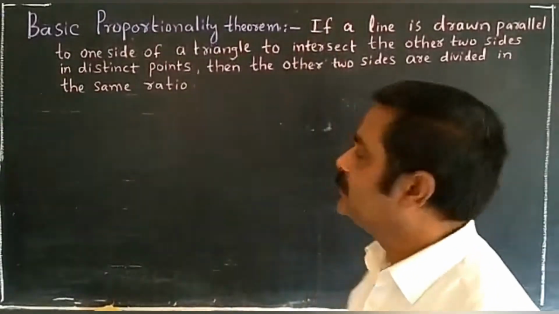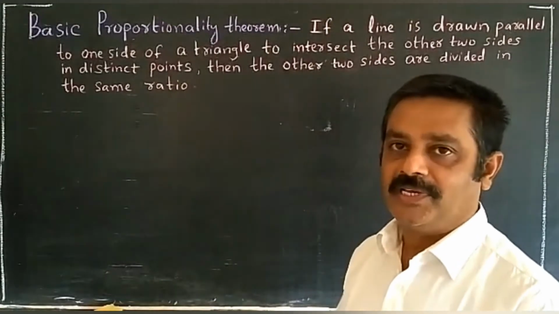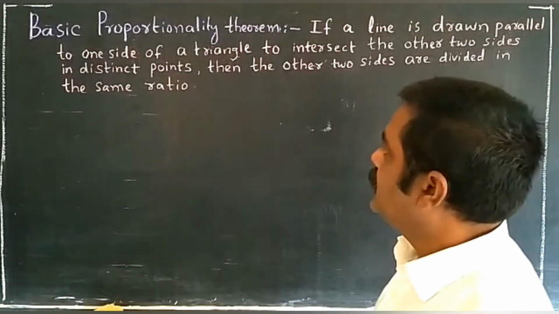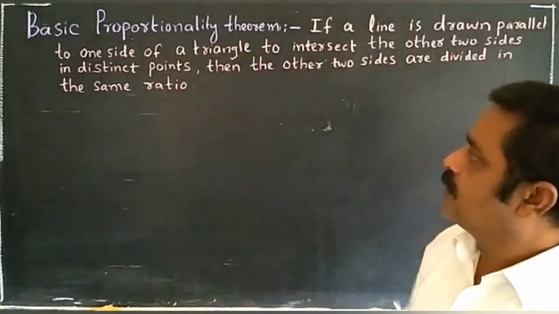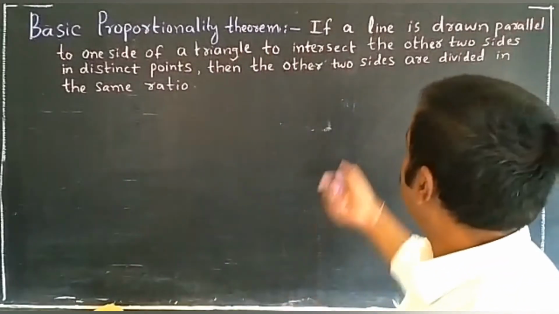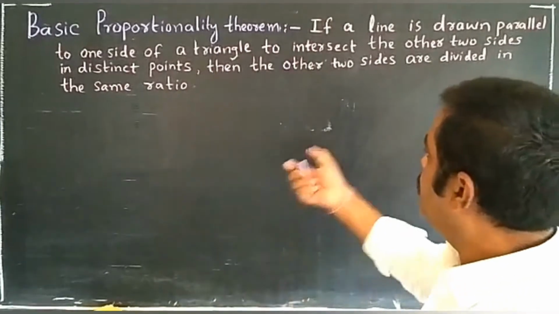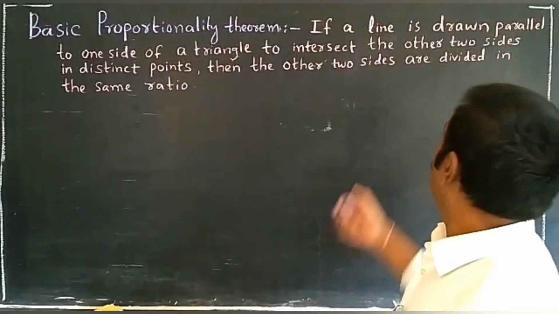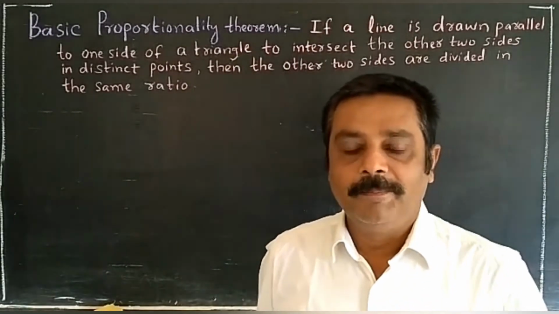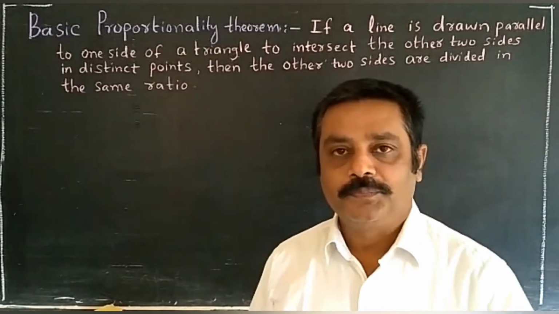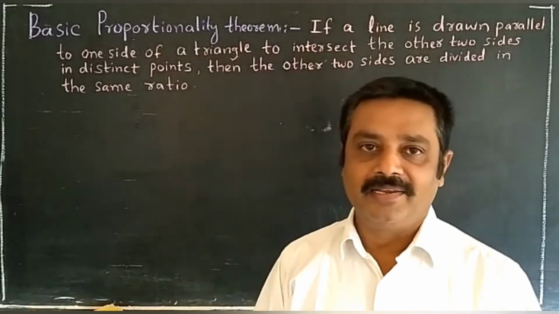Hi children, today we are going to discuss the basic proportionality theorem. In this theorem, if a line is drawn parallel to one side of a triangle to intersect the other two sides in distinct points, then the other two sides are divided in the same ratio. This is the basic proportionality theorem, one of the important theorems for our similar triangles topic.